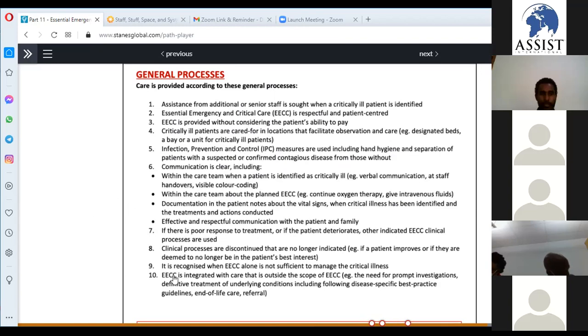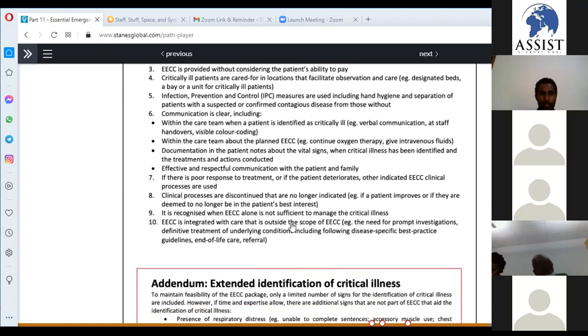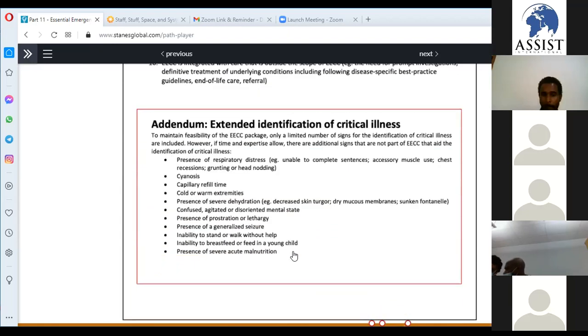Infection prevention should be applied in those areas, and there should be a clear way of communication between each health professional and also between the patient and the health professionals as well. Okay. Yeah, and after all, this essential emergency critical care should be integrated with other cares, okay, for proper implementation.